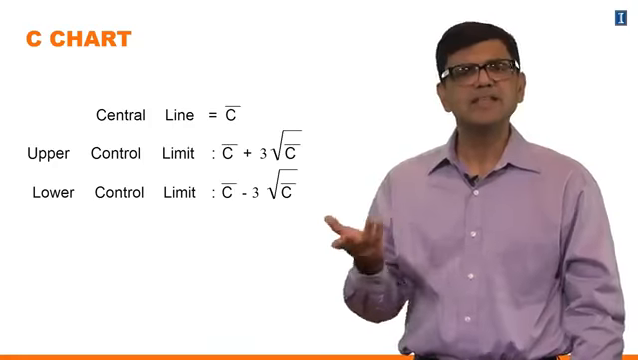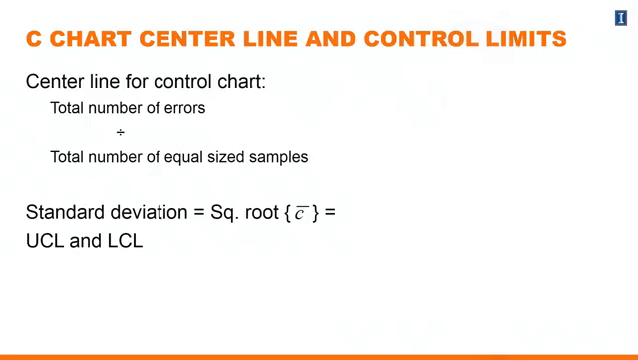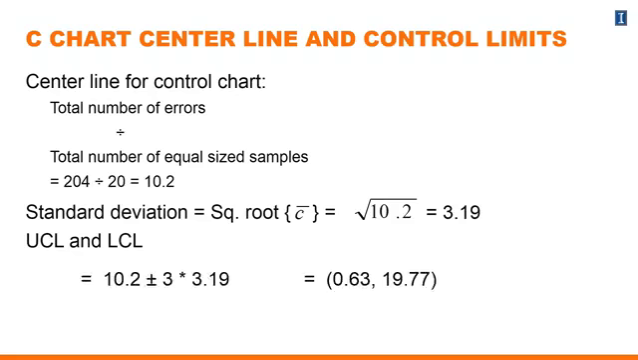So in that sense, the calculations are going to be much easier here when we're looking at the standard deviation. The center line for the control chart works out to be 10.2, based on 204 defects in 20 samples. The upper control limit is based on the square root of 10.2, and you take plus or minus 3 times the standard deviation, and that gives us our upper and lower control limits.